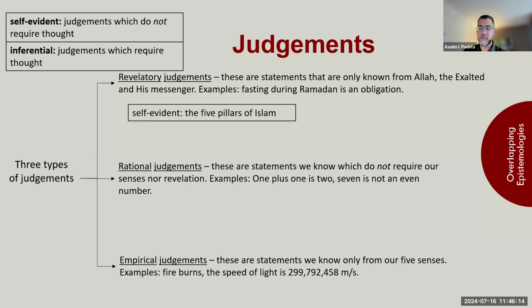So here's the example. A self-evident claim from a revelatory source: there are five pillars of Islam. You don't really need to think about that. It's in the nusus, it would have been said. There's a hadith about it, we're done.